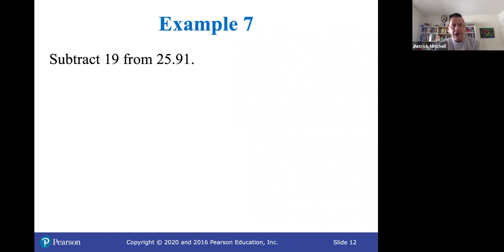All right, subtract from, one of my favorite kinds of problems. So remember that when they use the word subtract from, that changes the order. So it's not going to be 19 minus 25 and 91 hundredths. It's going to be the other way around. We're inserting 2 zeros after the decimal point in the 19. And that one should be pretty simple.